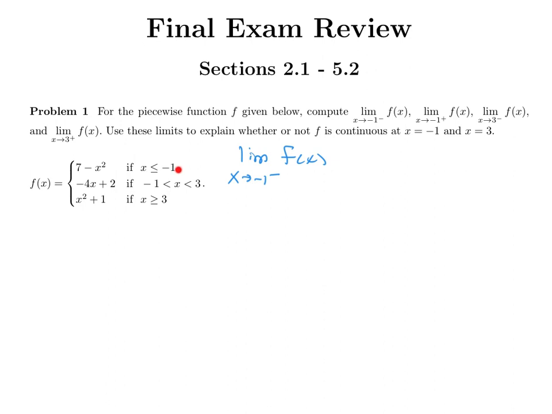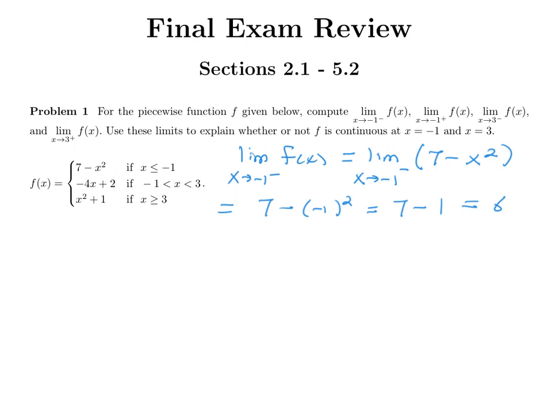If we are to the left of -1, we're talking about this portion of the definition. I'm going to use 7 minus x squared in place of f of x. So this is the limit as x approaches -1 from the left of 7 minus x squared. As 7 minus x squared itself is continuous, we can put -1 in place of x here to solve the limit. This is equal to 7 minus (-1) squared. So that's really 7 minus 1, which is 6. This is the value as we approach -1 from the left of the function f of x.